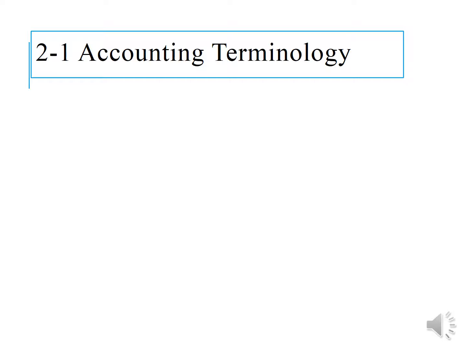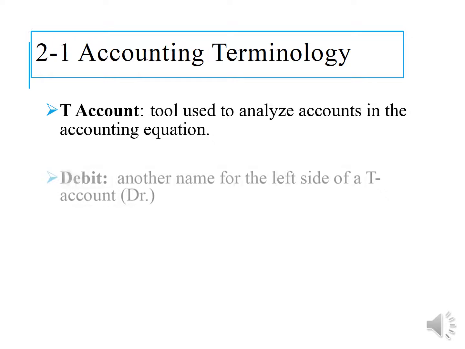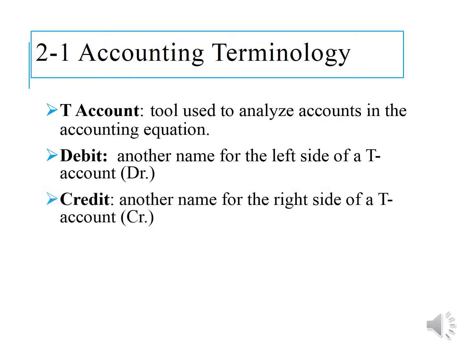To start, let's look at some accounting terminology. T accounts are accounting tools used to analyze accounts in the accounting equation. T accounts will show a debit side and a credit side. Debit is simply another name for the left side of a T account. It may be abbreviated DR. Credit is simply another name for the right side of a T account. It can be abbreviated CR.